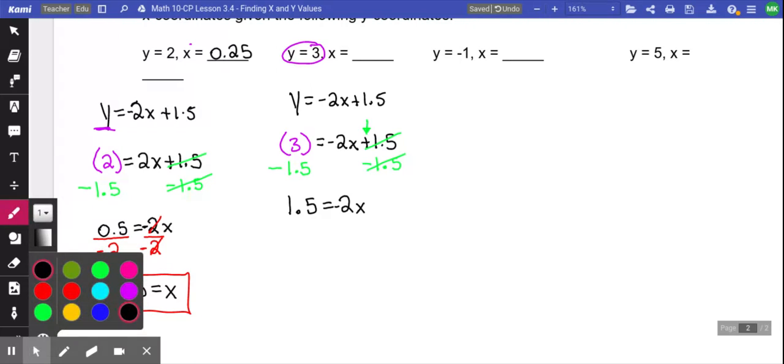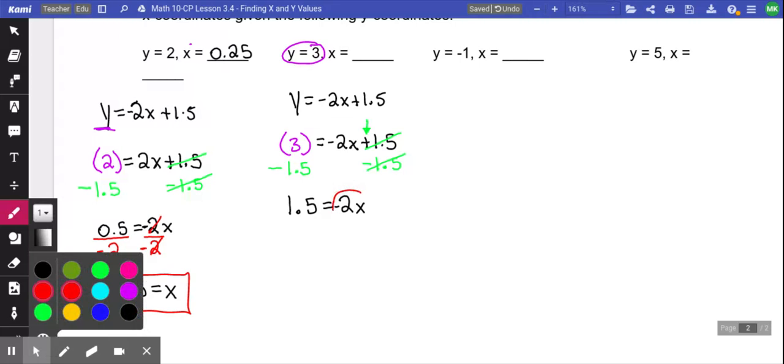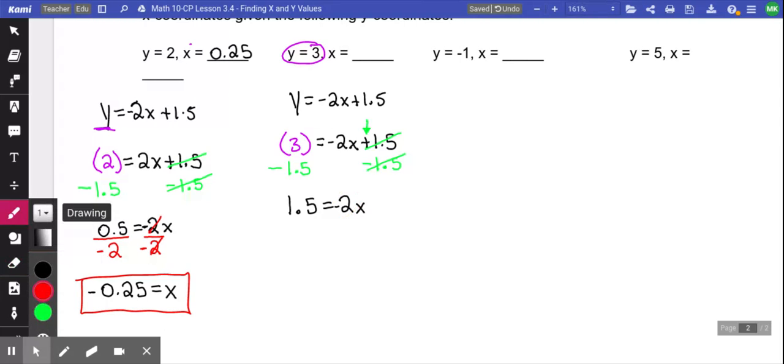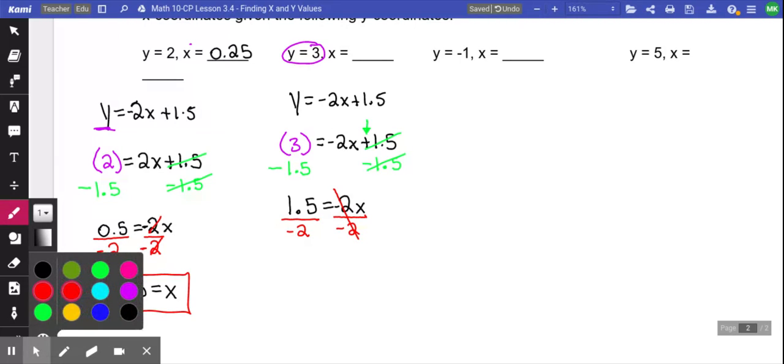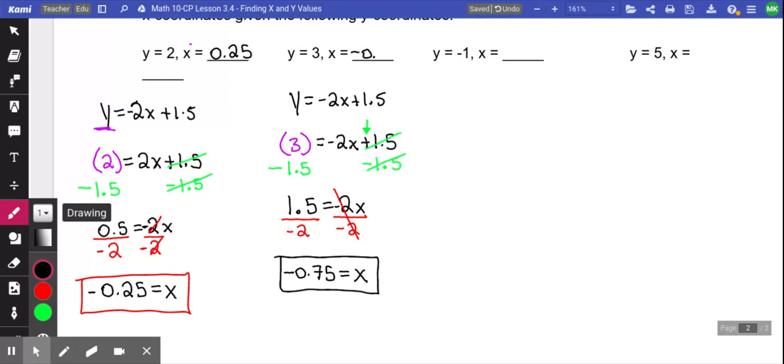Now, if I'm on this question over here, I need to somehow move this negative 2 to the other side. That negative 2 is being multiplied by x because there's nothing in between them. And the opposite of multiply is divide. So I need to divide both sides by negative 2. This will cancel out on that side so that it's gone. And on this side, I would have negative 0.75. The right side, all I have left is x. This means that when y equals 3, my x value would be negative 0.75.